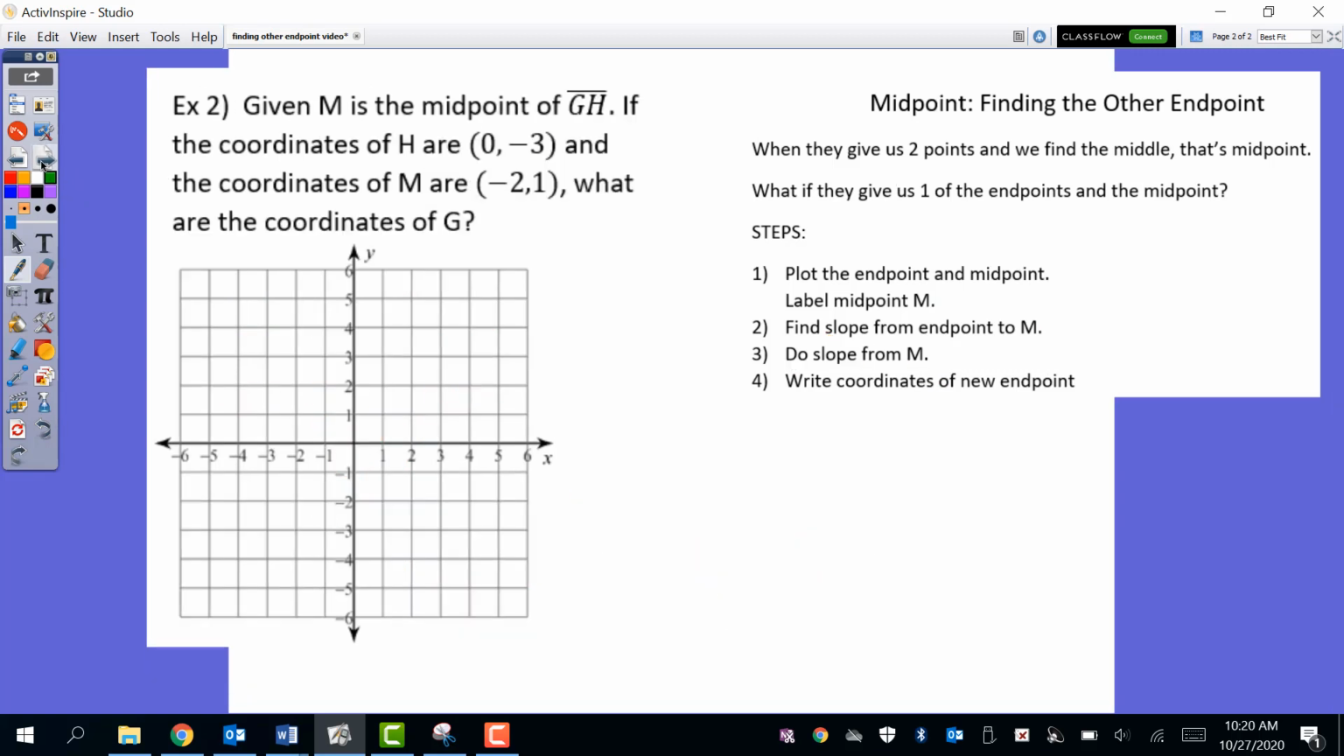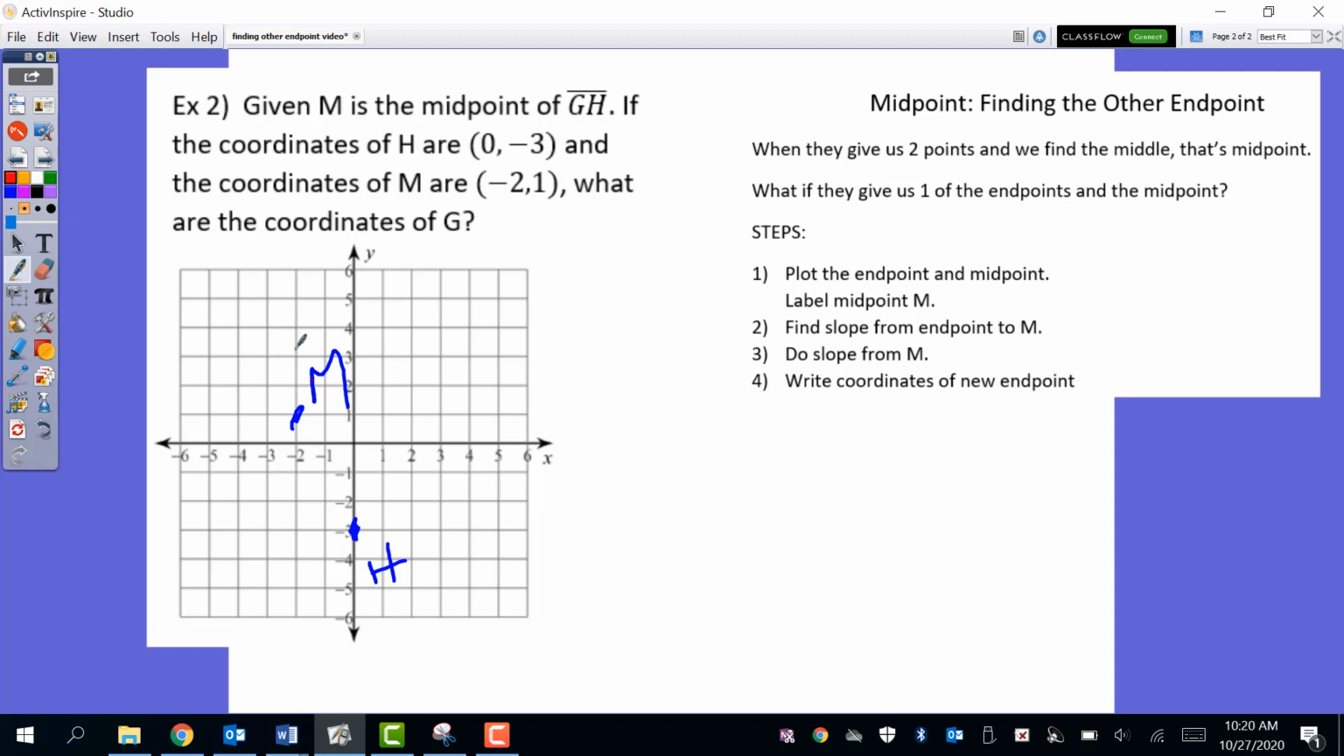Let's do another one. So, given M is the midpoint of GH, if the coordinates of H are 0, -3, and the coordinates of M are -2, 1, what are the coordinates of G? So I am plotting the points that they gave me. So 0, -3 is down here, and that was letter H. -2, 1 is right there. That's the midpoint. What are the coordinates of G?